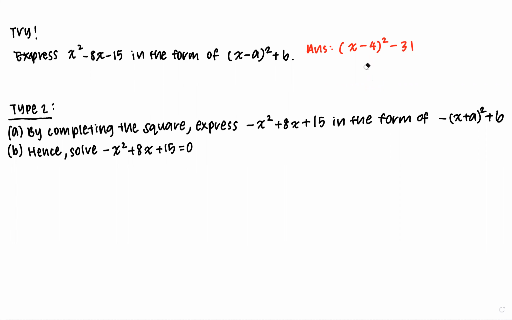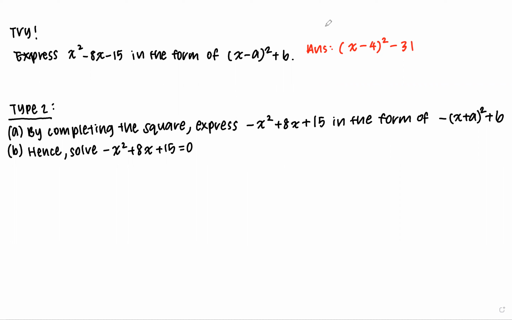Okay, right now I'm going to move on to type 2. Later you can copy. Now for type 2, what is it that is a little bit different from type 1? Anybody know? What is different from type 1?